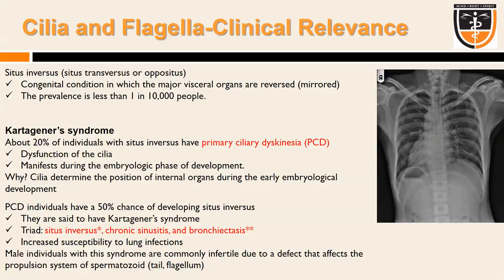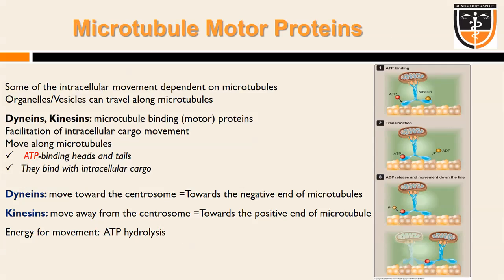More important is that males who suffer from Kartagener syndrome, a very common question on your boards, will also be infertile. Why? Because they will have a problem with the flagellum, the tail of the spermatozoid, which works very similar to cilia, and their spermatozoa will not move.